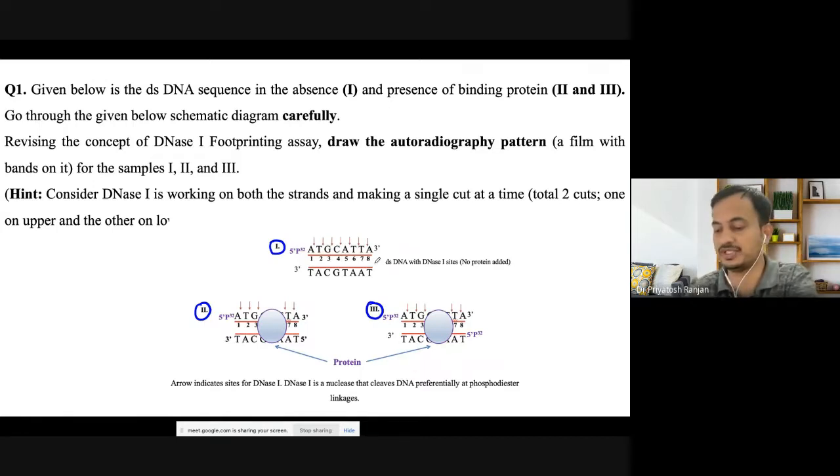One thing you need to remember for this particular question: we all know that DNase I cuts the phosphodiester bond, and for this particular question we are considering that it is working on both the strands, that is both the upper and lower strand. And we are considering that it is making a single cut at a time. So that means total 2 cuts, one on the upper strand and the other on the lower strand. So remember, DNase I is an enzyme which cuts phosphodiester bond, but we are controlling the reactions in such a way that it's making one cut at a time. Now, it's a simple diagram showing the process of DNase I footprinting.